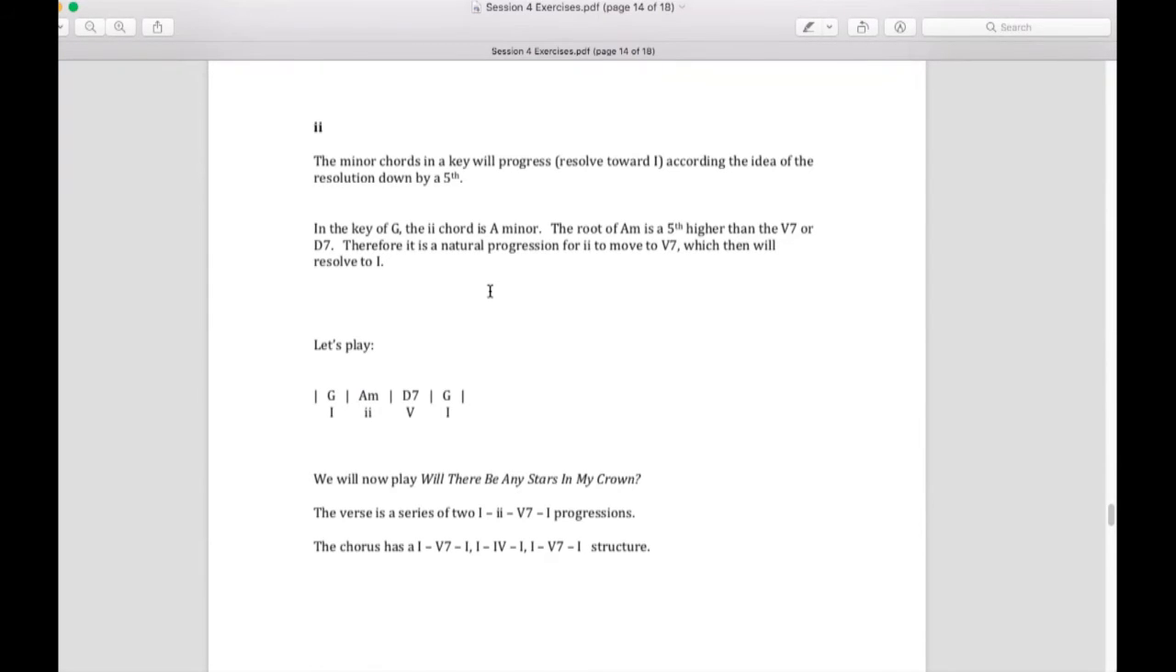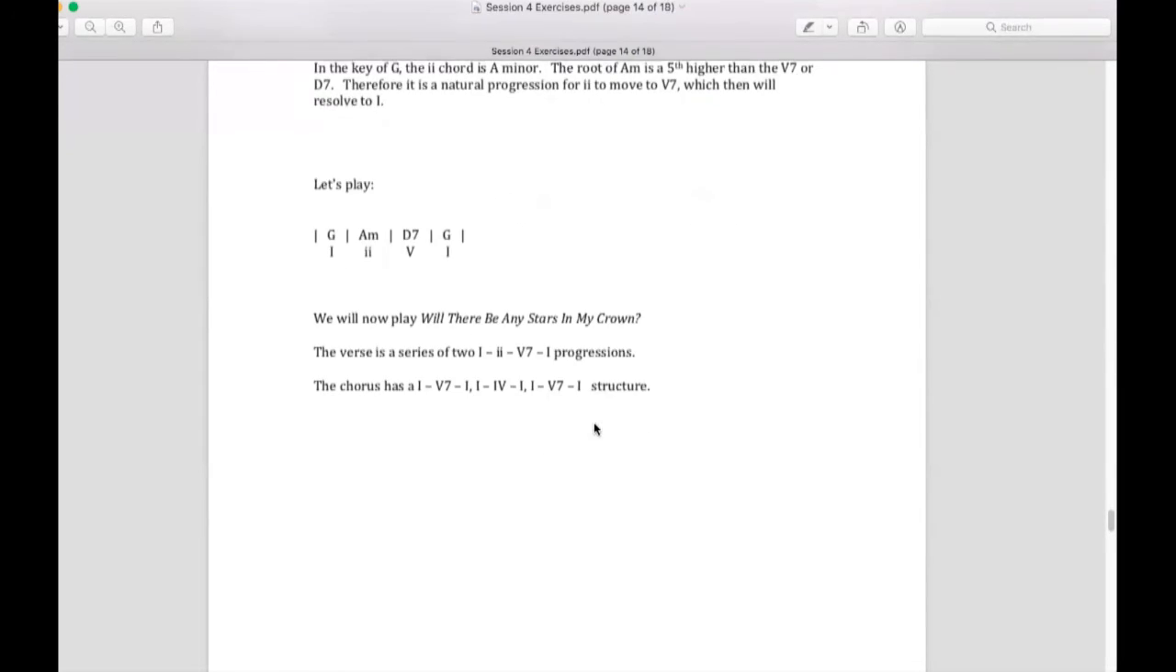So let's play this. We get G, that's 1, A minor, D7, that's 5, and G. All right, so G again, A minor, D7, G.